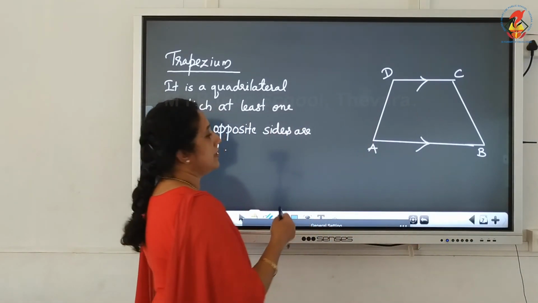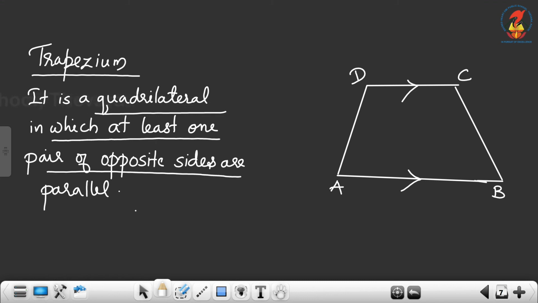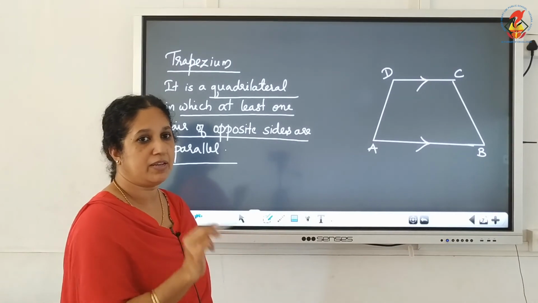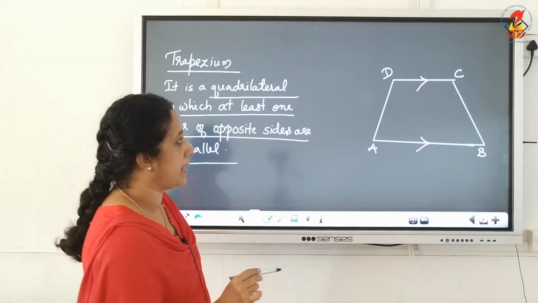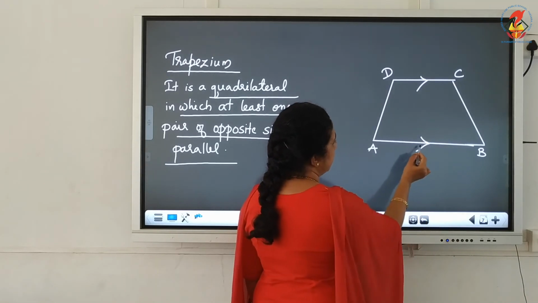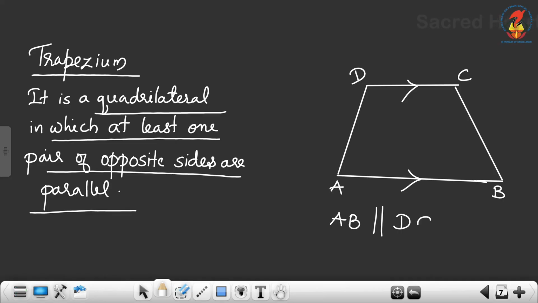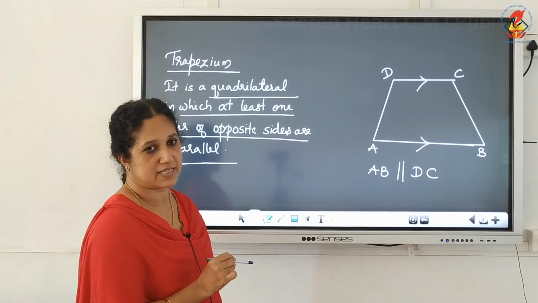Now, the last one, trapezium. Trapezium is a quadrilateral, a four-sided figure in which at least one pair of opposite sides are parallel. Only one pair of opposite sides are parallel. Now, look at this quadrilateral. It is a trapezium. Here we can see that AB is parallel to DC. We have only one pair of parallel sides.